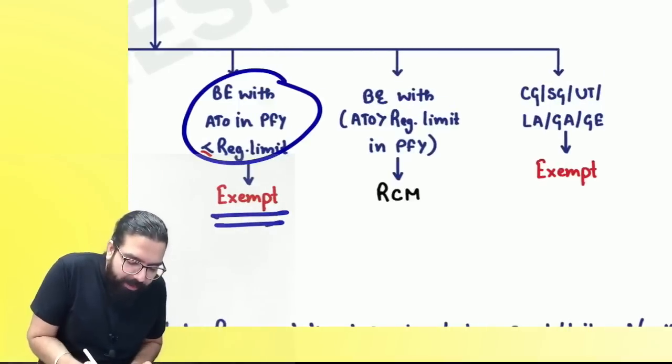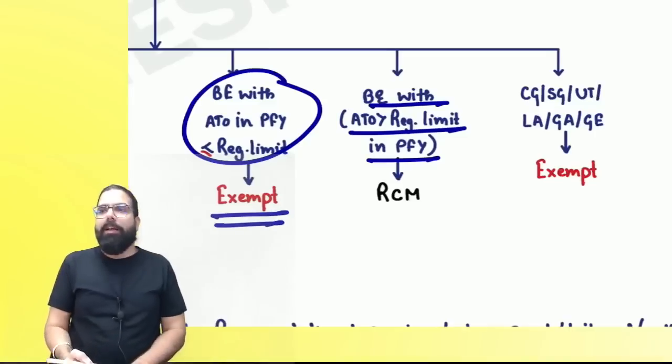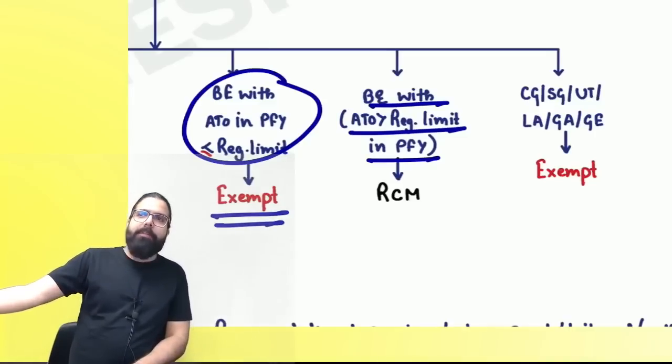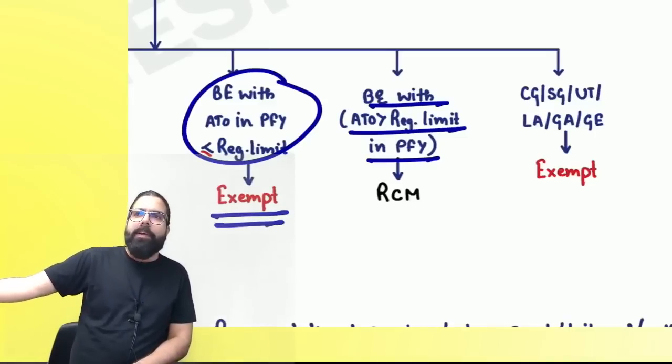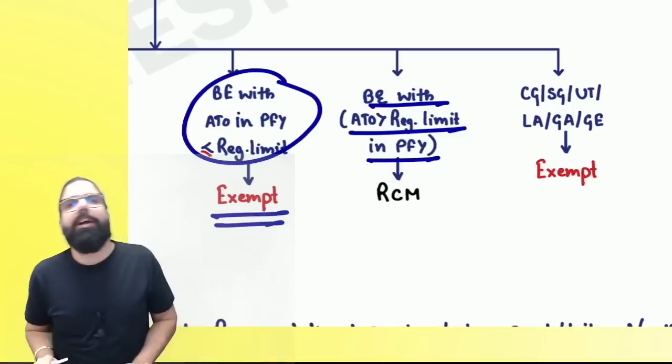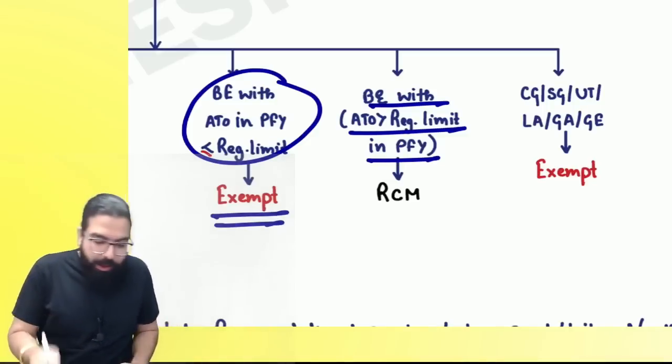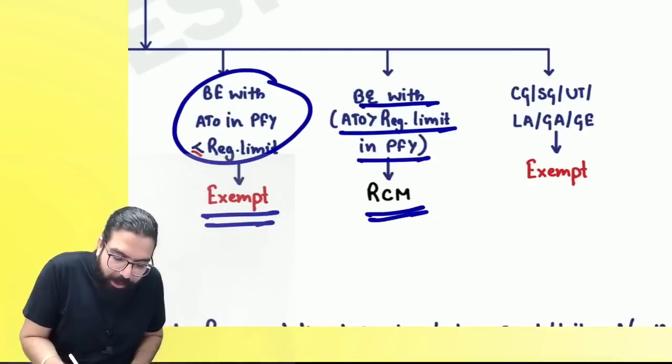The next one over here is a business entity whose aggregate turnover in the last year was more than the registration limit. You are registered in the last year. It means you have to pay GST under RCM in the current year now. Can I go ahead, everyone? So RCM will be applicable over here.